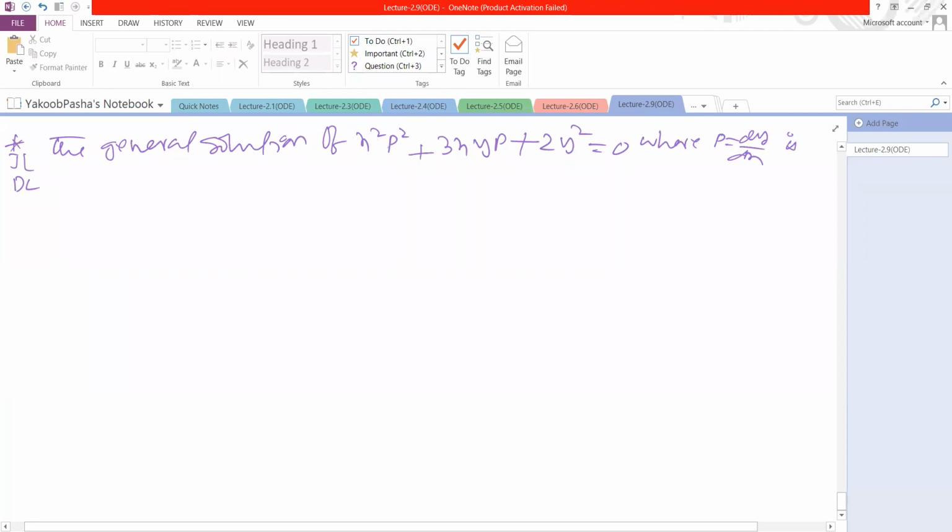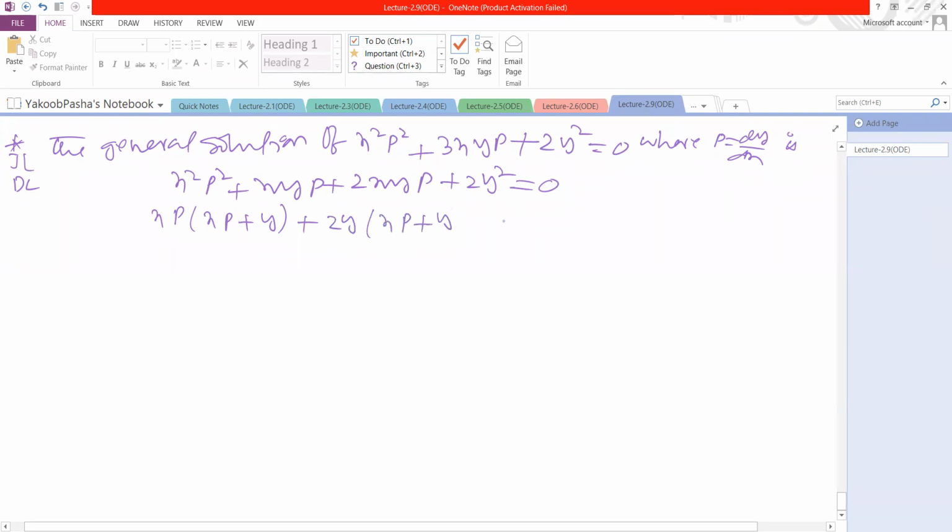Now x square times 2y square, that is xy plus 2xy. Those are the factors. So I'm writing clearly: x square p square plus xyp plus 2xyp plus 2y square is equal to 0. First I am taking xp as common, xp plus y, and the second term I am taking 2y as common, xp plus y is equal to 0.